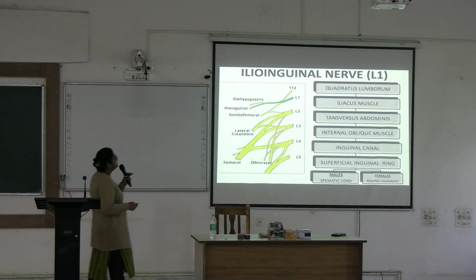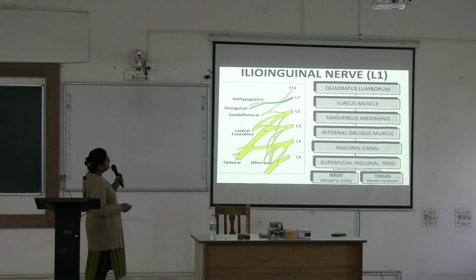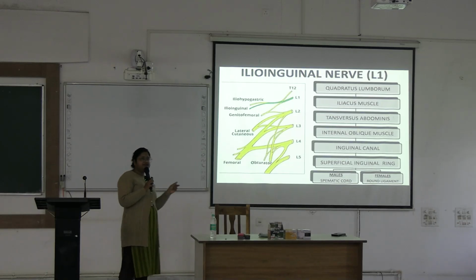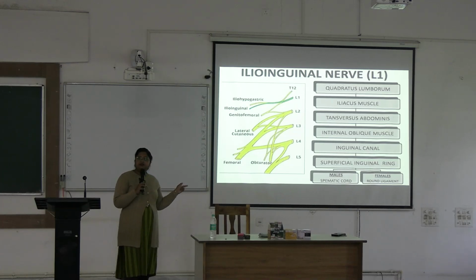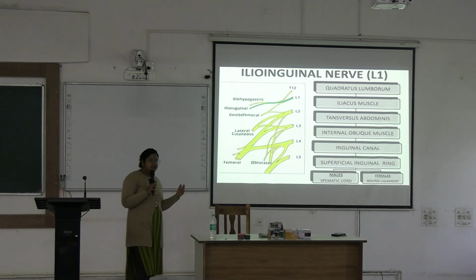Next, we are going to the ilioinguinal nerve. Root value is L1. These two root values are very important, very frequently asked in your Viva and MCQ. Okay. The previous one was the iliohypogastric nerve. This one is the ilioinguinal nerve. Both root values are L1. Okay.